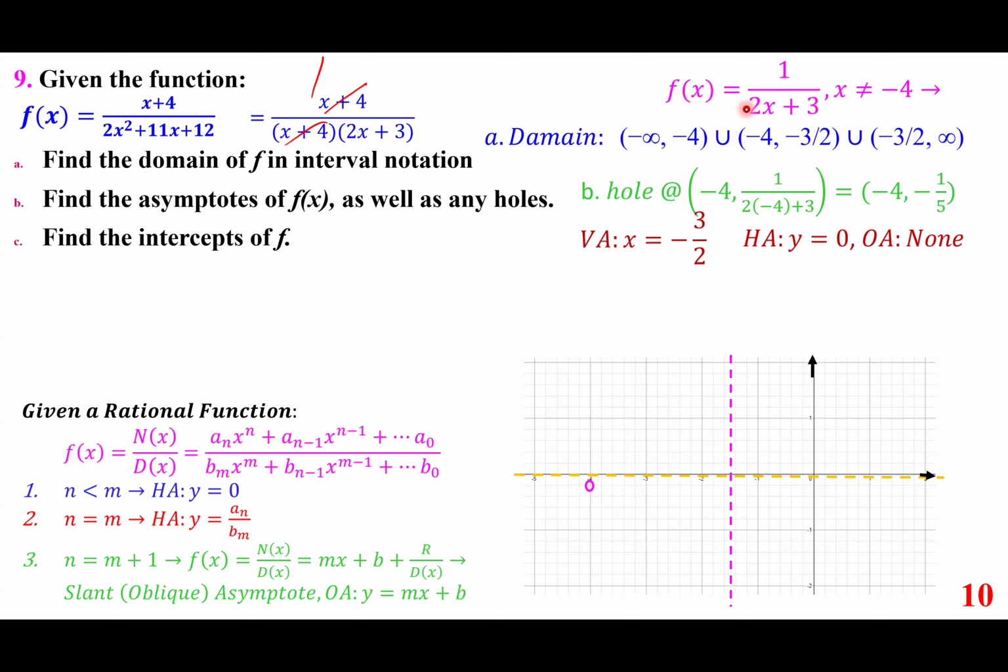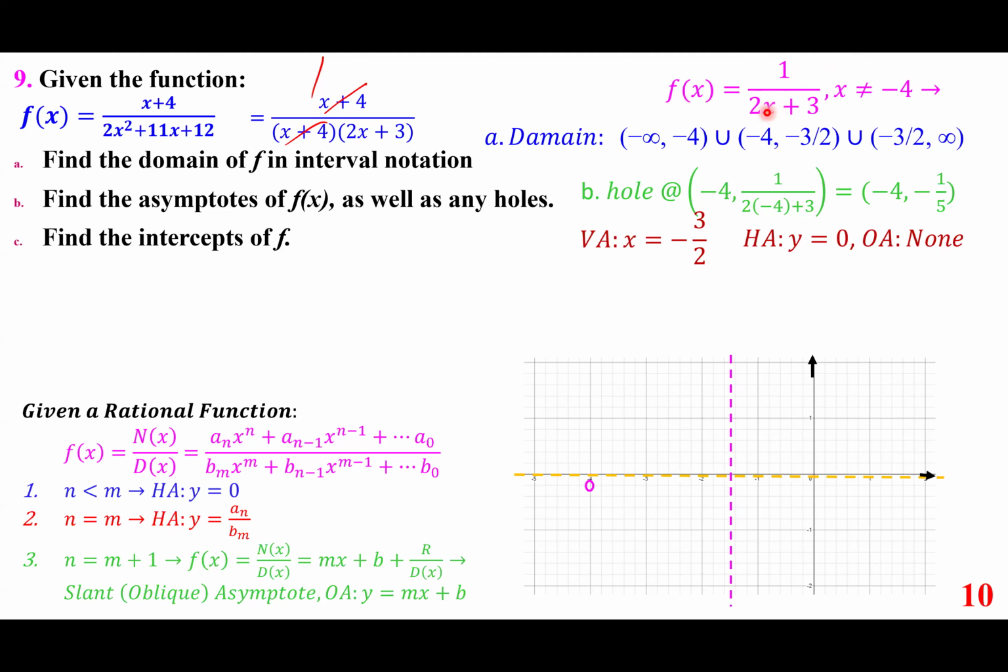Why not? Because if you set f of x or y equal to 0, a fraction is 0 when the numerator is 0. And whenever the numerator is a number, it can never be 0. Therefore, there is no x-intercept.